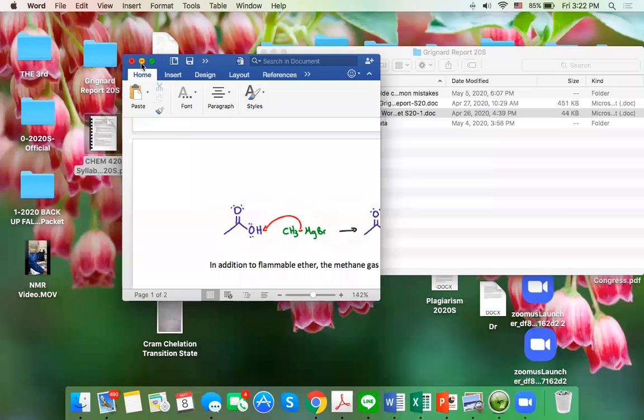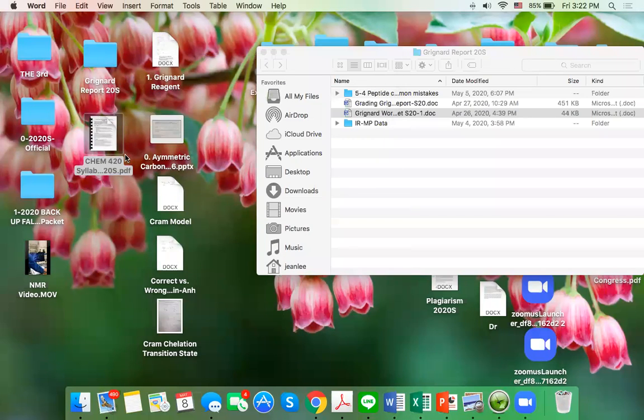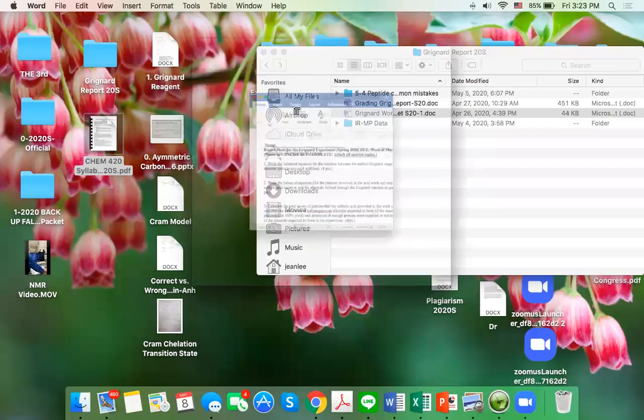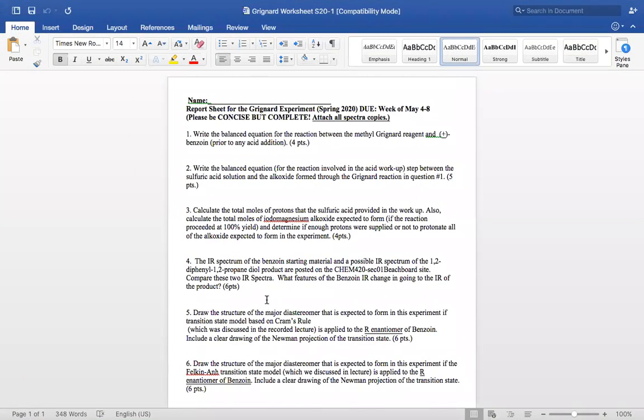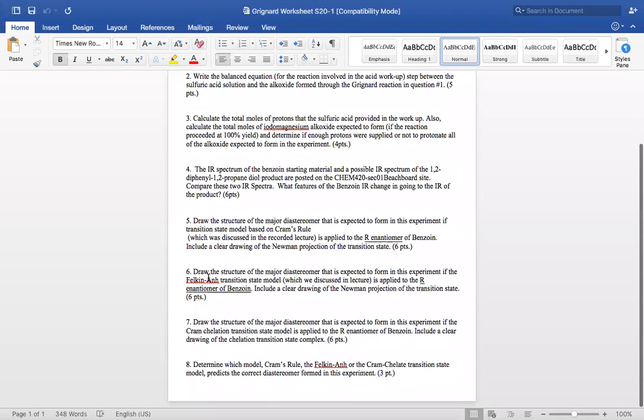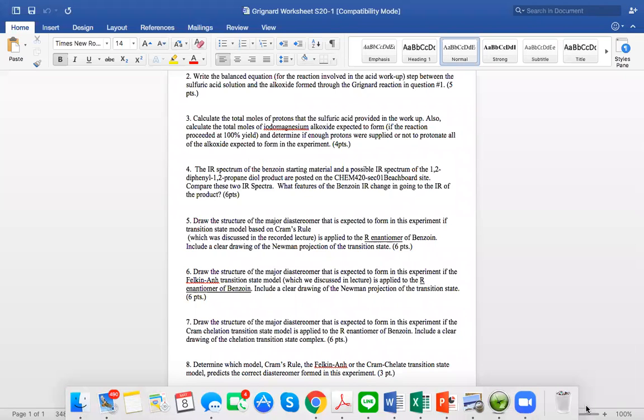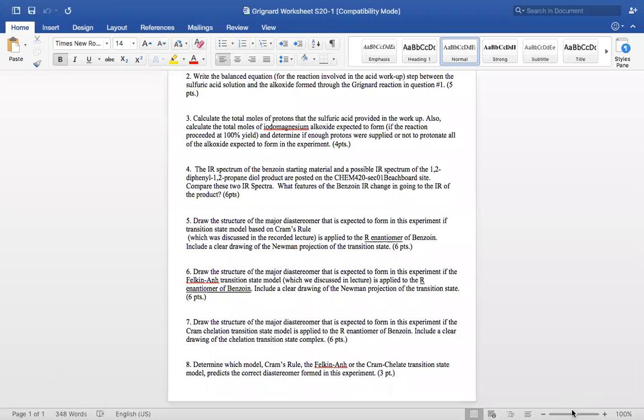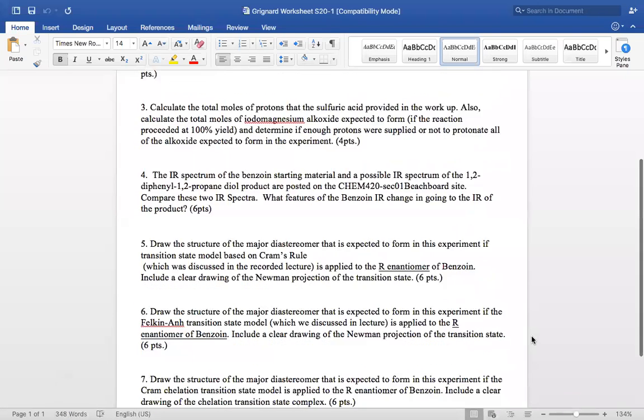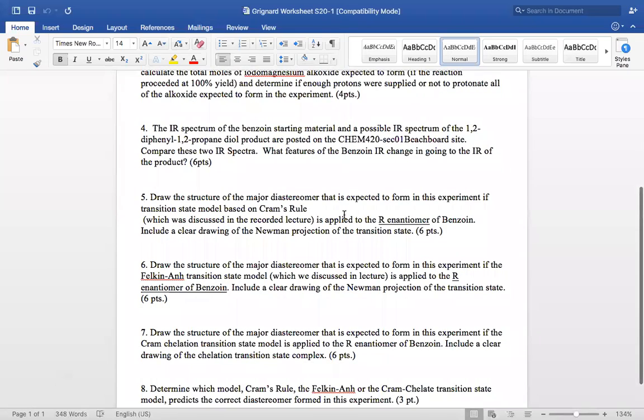And the second part of the worksheet, let me see, what else is there? Okay, Grignard worksheet right here. Most people do well with the IR, no question about it. Now, starting from question 5, 6, and 7, you will need to draw the intermediate. Intermediate is not a good word. I should say transition state. You want to draw the structure of the transition state in order to predict the major diastereomer product. And each is 6 points.